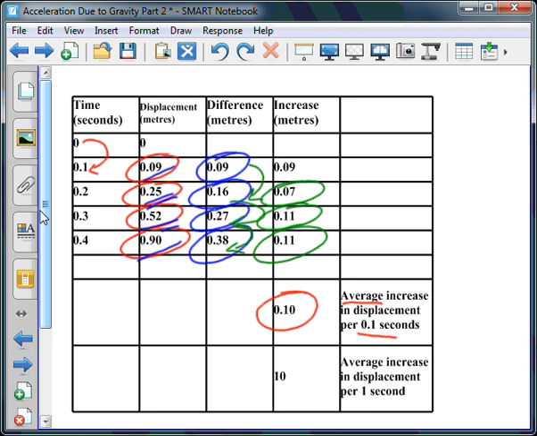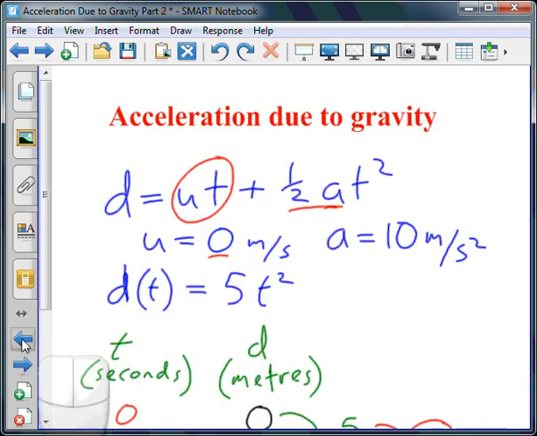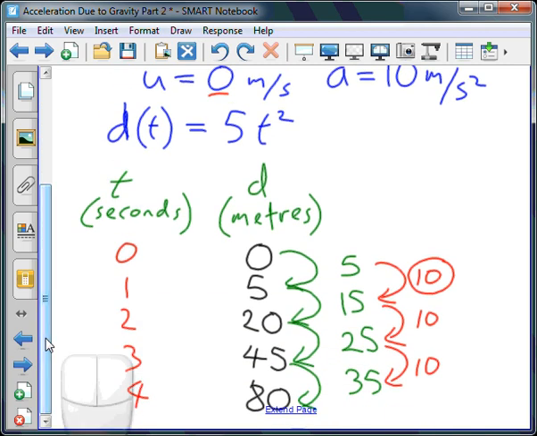Now that's what actually happened. Multiplying by 10, this is equivalent to an average increase in displacement per 1 second of 10 meters. And that is exactly what was obtained last time.